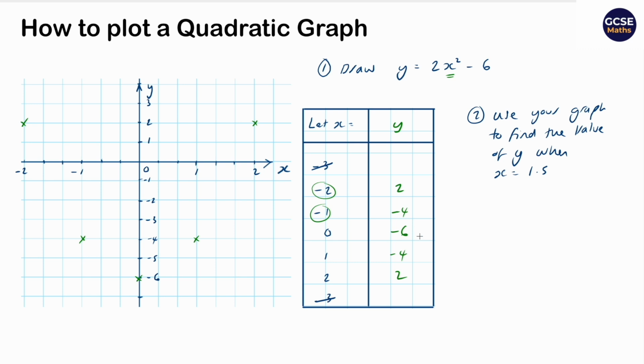Now, when you're drawing a quadratic, it's a smooth, curved line. And a quadratic will either look like a U or an N, and they are curved. They don't have any points like this. You don't draw straight lines between the coordinates. It is a smooth line every time.